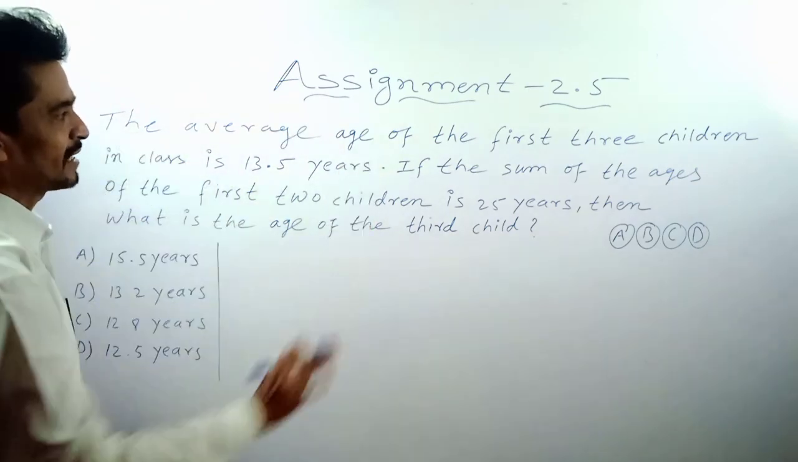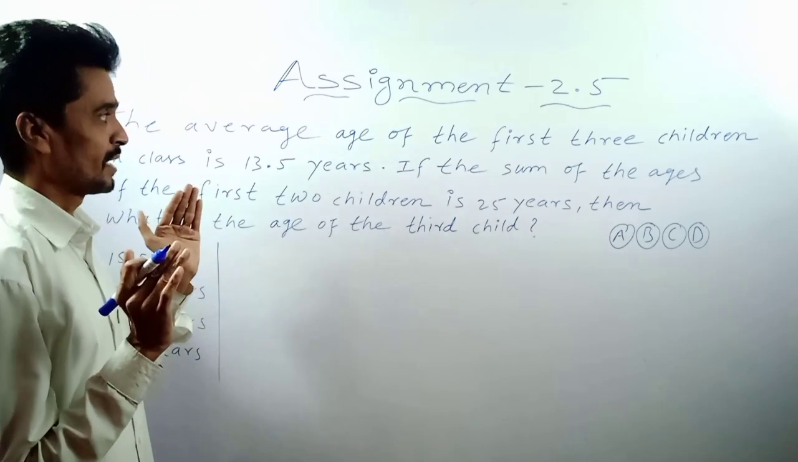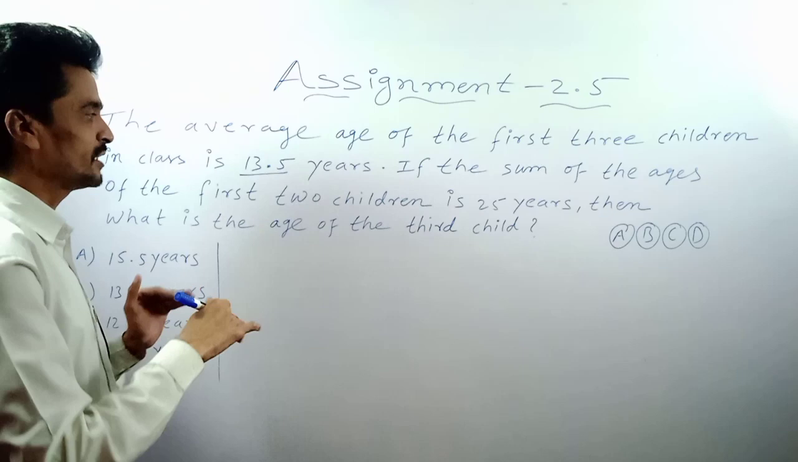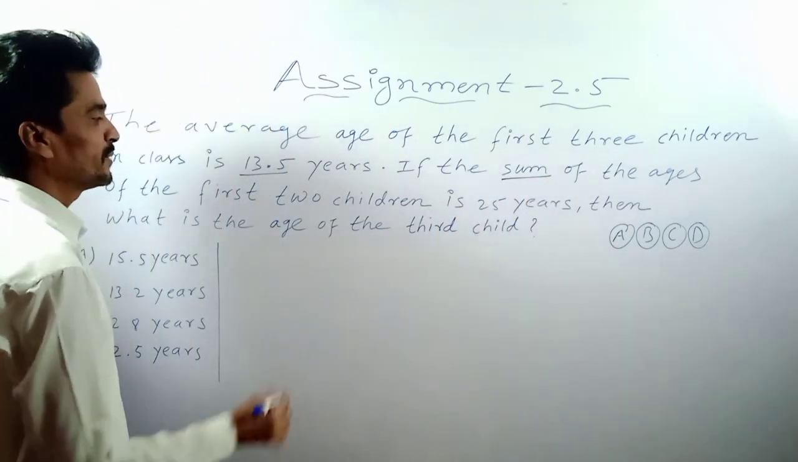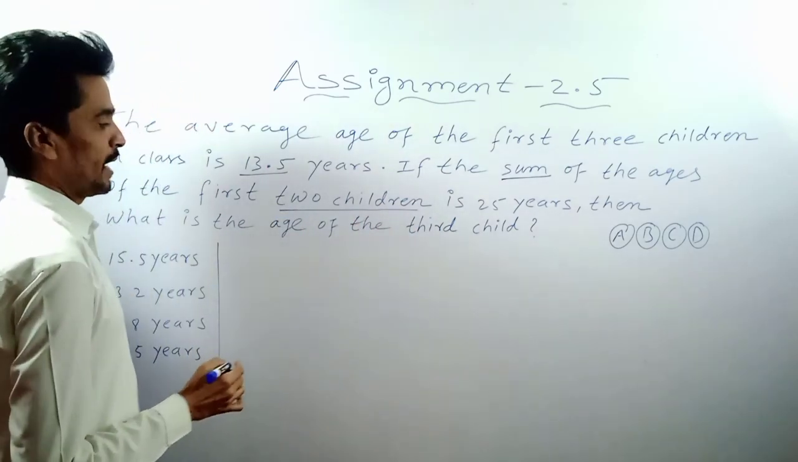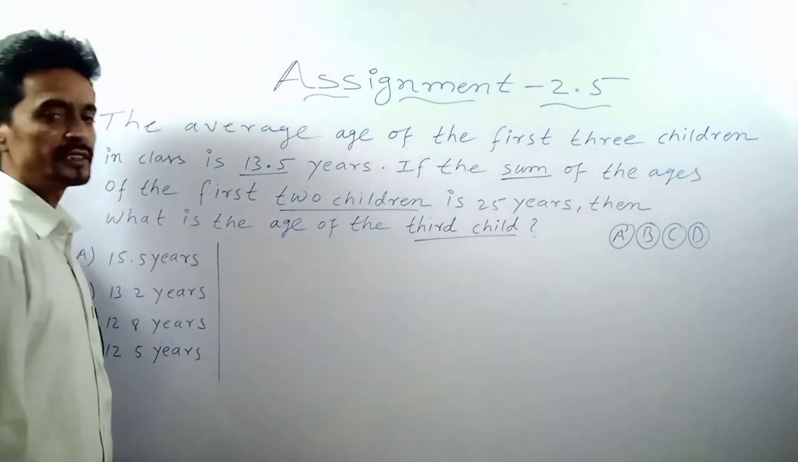So this is the data. How many children are there? 3 children. And the 3 children's average is given. And among those 3 children, the sum of 2 children is given. Then find out the age of the third child. So this is the problem.